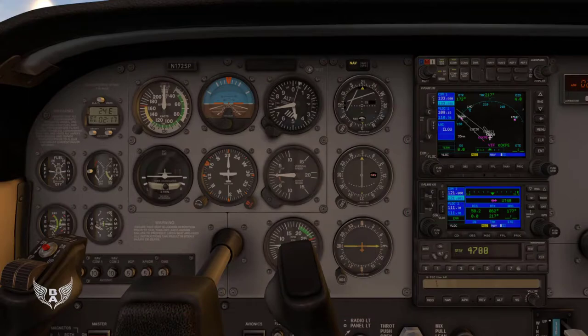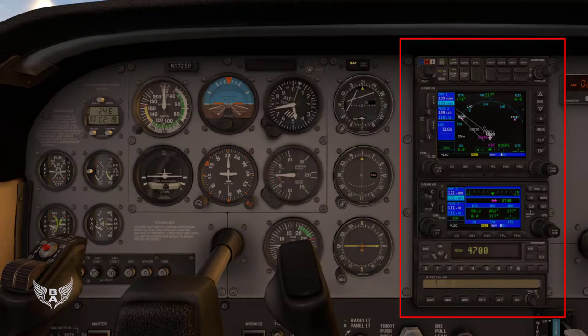On the right-hand side, you've got your avionics stack, including your navigation and communications radios at the top. We have two types of GPS unit based on Garmin GPS units in the real world. The 530, which is the primary one that you're going to use for flight planning, is at the top with the larger screen. The 430, which is an older type of a GPS unit.